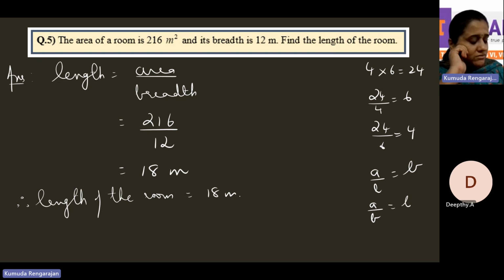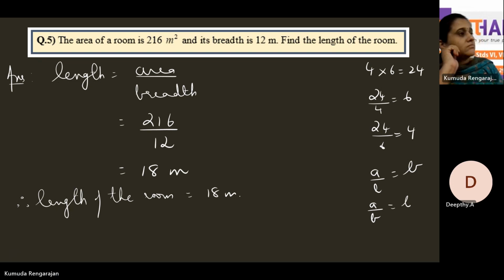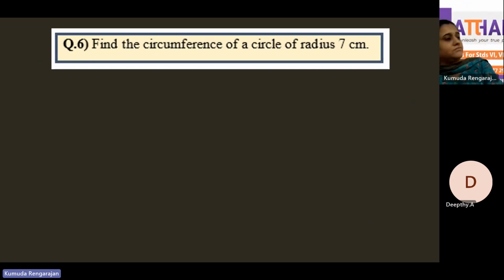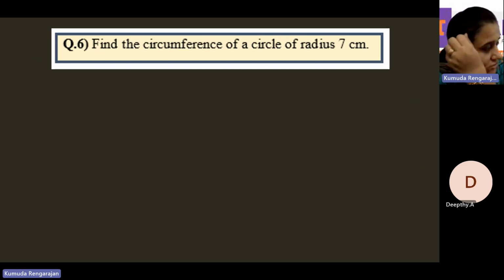Deepti got this? Ma'am, I got the length of the room as 18 meters. Okay. I'll check it later. Next one. Who can tell me the formula to find the circumference of a circle?